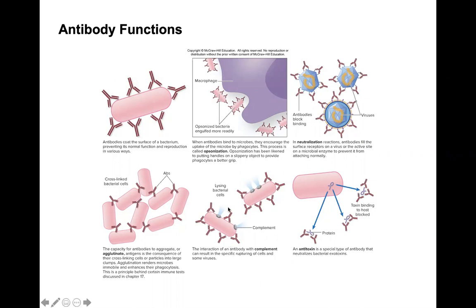Complement activation will cause the bacterial cells to lyse. And then finally, it could act as an antitoxin. This is a special type of antibody that's produced to neutralize the effects of toxins that get produced. So here the bacteria is producing a toxin, but if the antibodies bind to it, the toxin can no longer bind to what it was going to cause the damage.